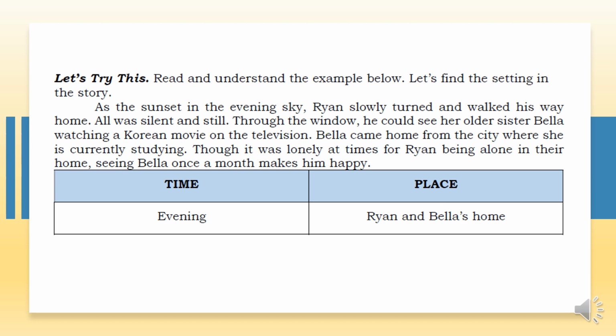So as we can see, with the example, the time is evening, as the sun set in the evening sky. For the place, Ryan and Bella's home. So for the place, Ryan slowly turned and walked his way home.